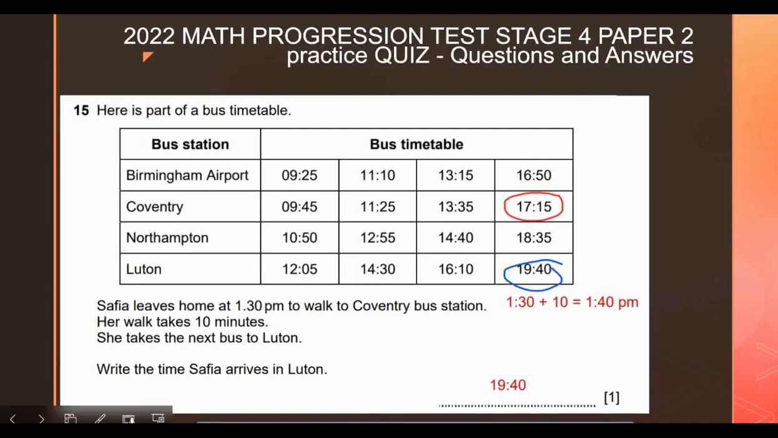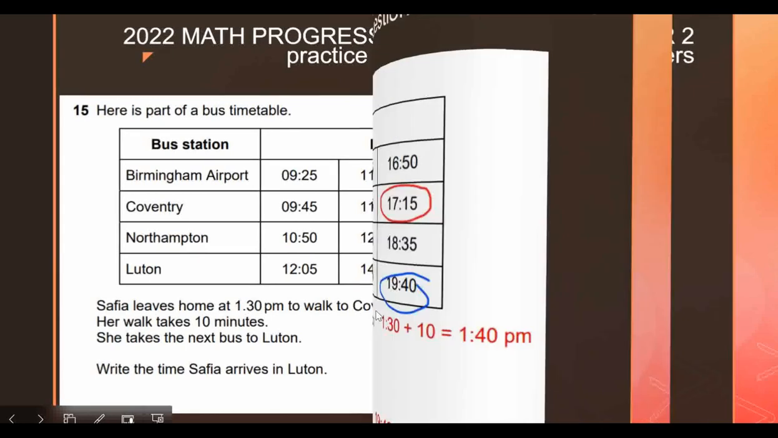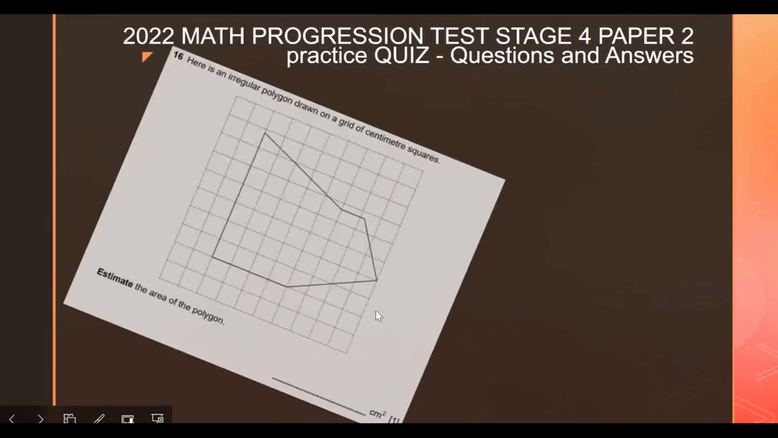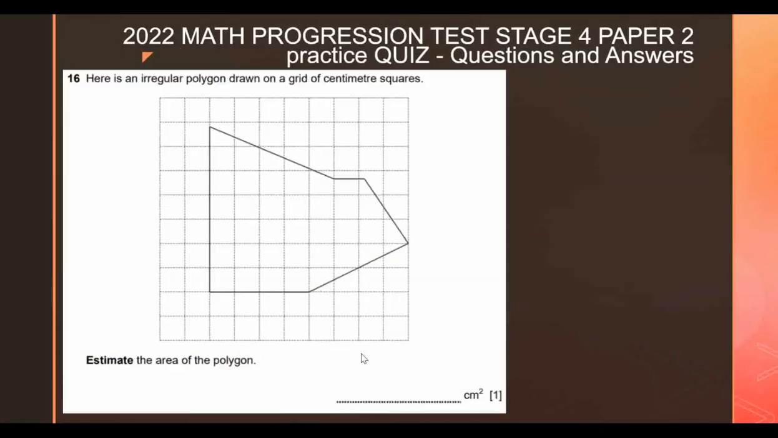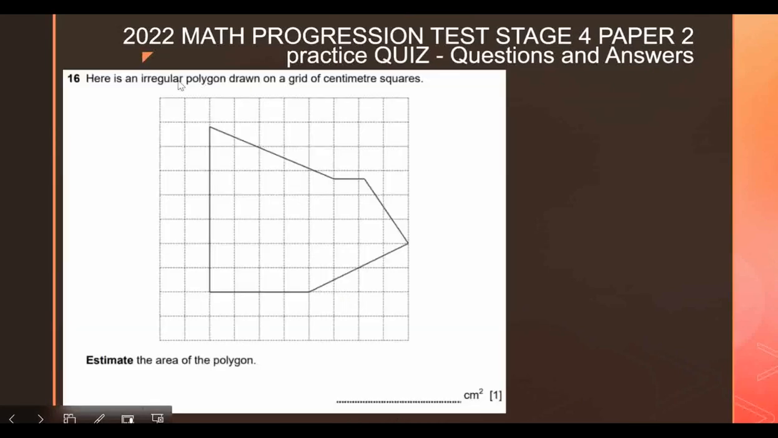So Savia must be arriving at 19:40. Next. Question 16. Here's an irregular polygon drawn on a grid of centimeter squares. Estimate the area of the polygon.